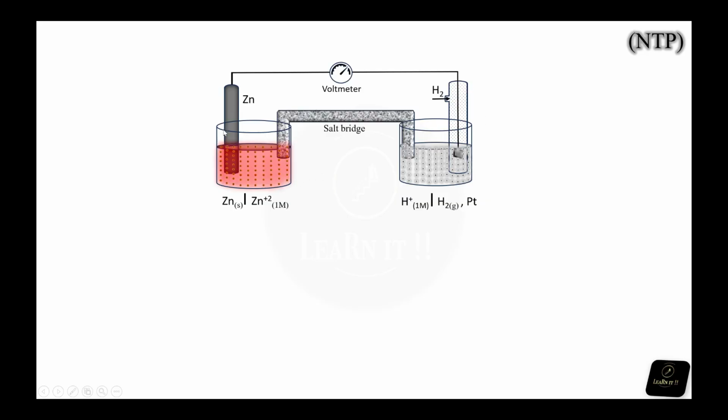But in this case, when zinc is acting as an anode and producing electrons, these electrons travel through this wire, enter the platinum wire and sit on the platinum plate. Then the H plus ions present in this acid, or electrolyte, gain those electrons and convert into hydrogen gas. So zinc will undergo oxidation, hydrogen will undergo reduction. Zinc acts as an anode, hydrogen acts as a cathode.